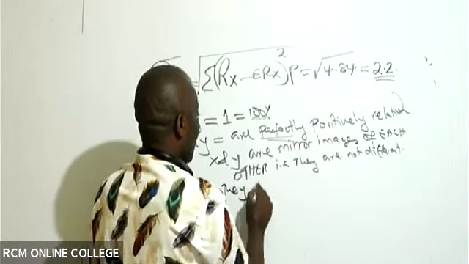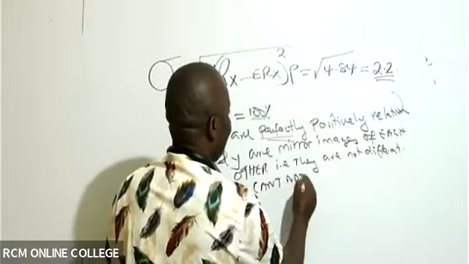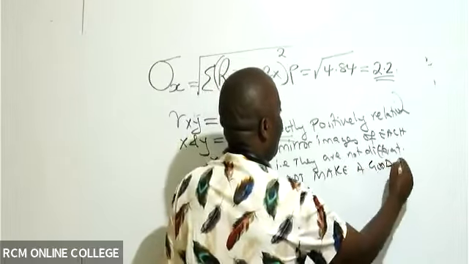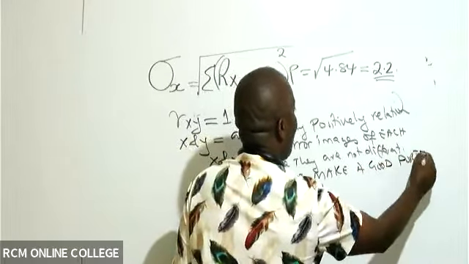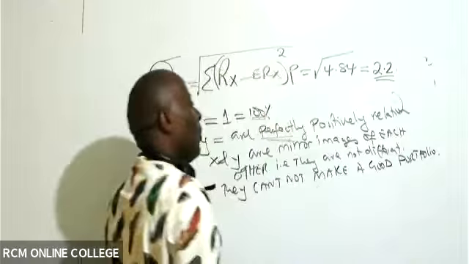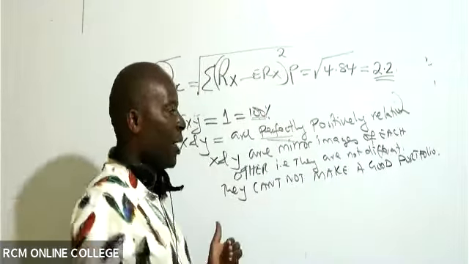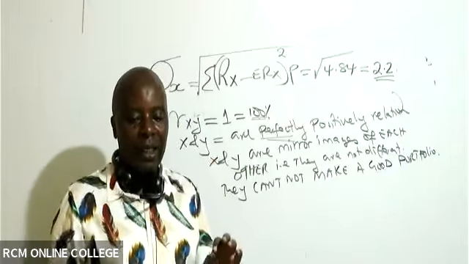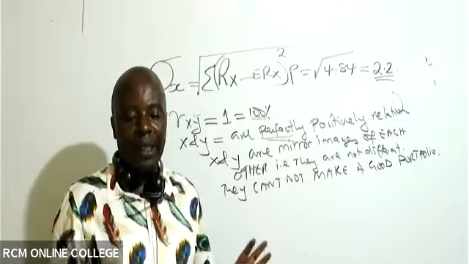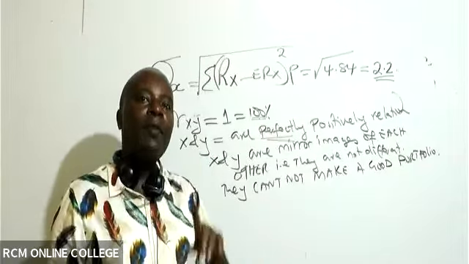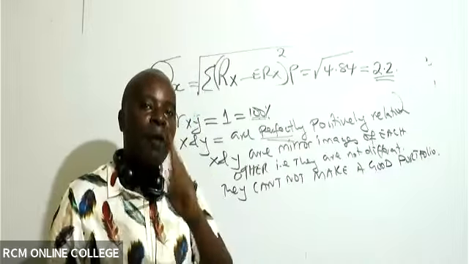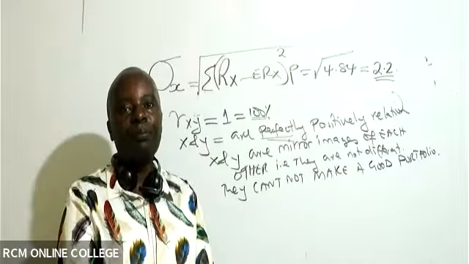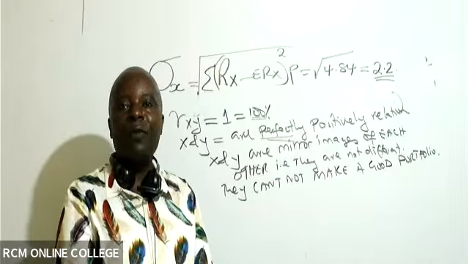They cannot make a good portfolio. Don't combine those two to make your portfolio. Remember when we began, we said that a portfolio is a combination of what here? Different assets. So if you get X and Y having exactly a perfect positive relationship, those ones are not the very best.